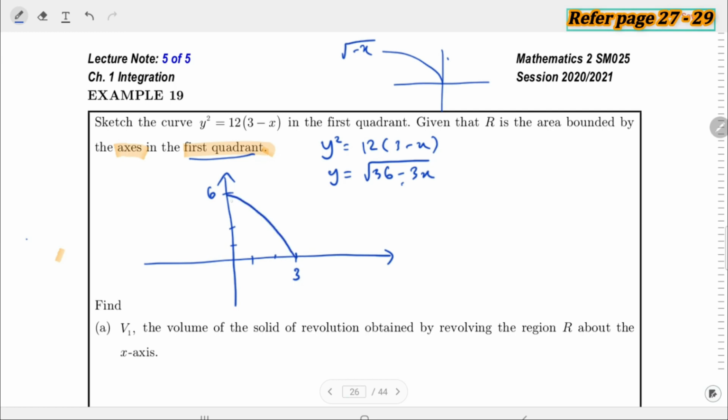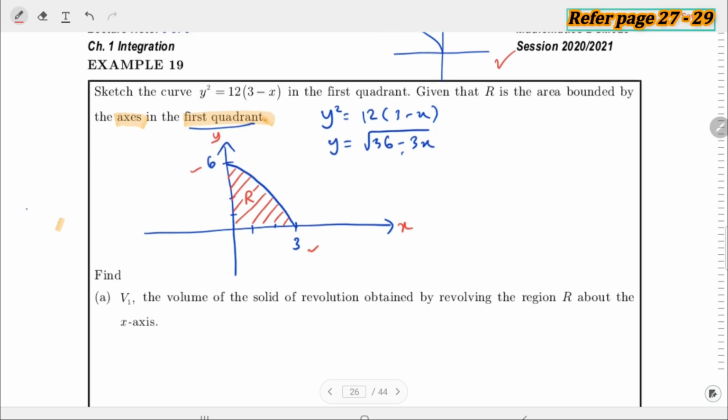Here is your region R. Your R is here. You may find this 3 and 6 through the x-intercept and y-intercept also. And then you must know the basics of the square root graph, as I showed you above. So this is actually the sketching of the graph. So let's move to the question.